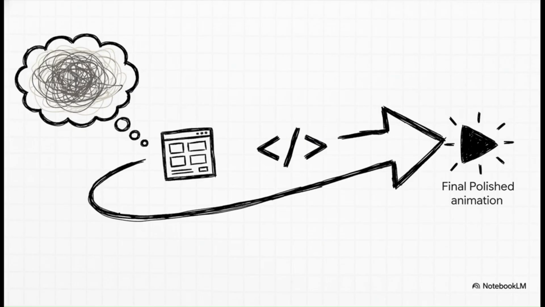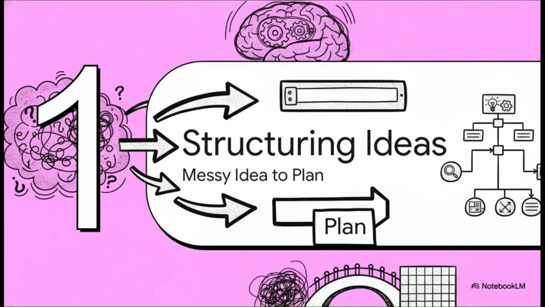So here's the bottom line. We're looking at a hand-picked set of tools that bring real, measurable value to the entire design-to-code pipeline. I mean, from that first, messy idea scribbled on a napkin, all the way to the final, polished, animated product. So let's start at the very beginning, phase 1, structuring your ideas. This is the part where so many projects get off on the wrong foot. They start with a brilliant concept, but there's no clear plan to actually make it happen.